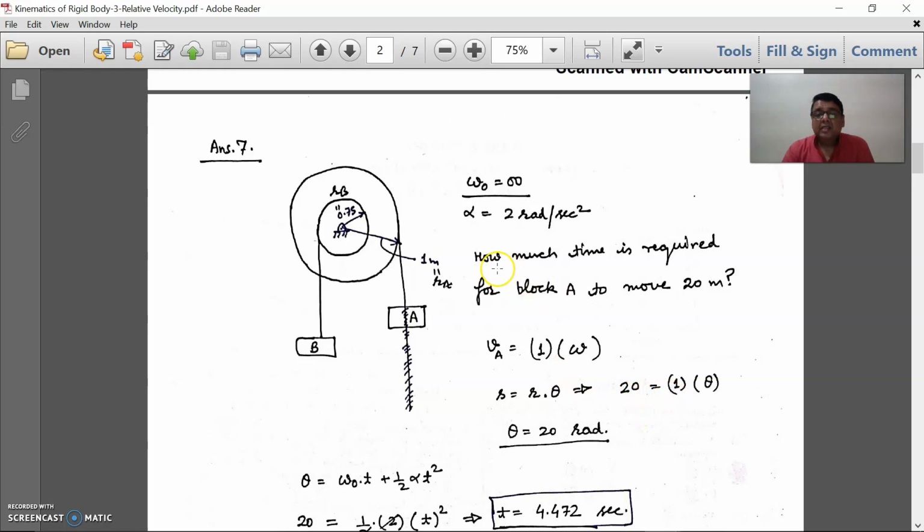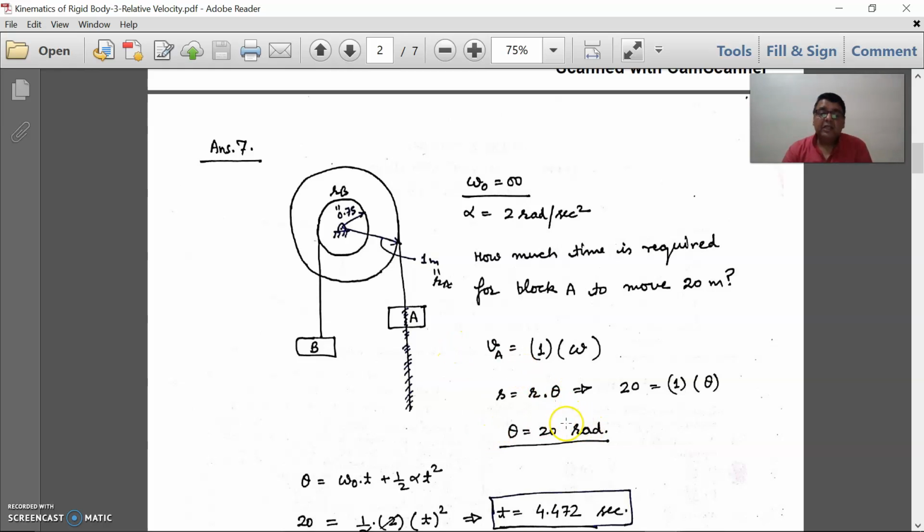R is its radius, which is 1. And theta is the angular distance traveled by the larger pulley. That angular distance is 20 radian, and the same angular distance will be traveled by the shorter pulley, right? But the larger pulley will travel more linear distance, and the shorter pulley less linear distance because of its radius. So from this equation I get the value of theta.